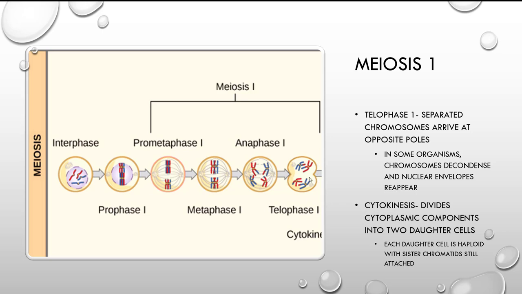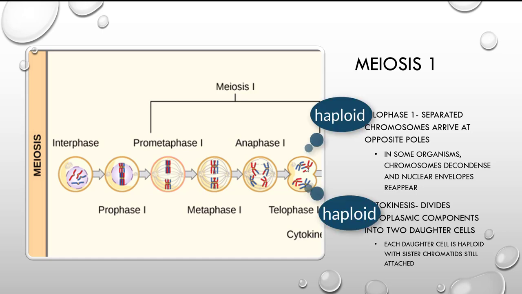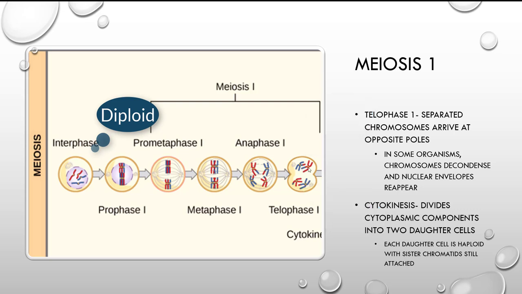Now at the end of meiosis part 1, we have 2 daughter cells, each with 1 set of chromosomes. Okay, so at this point they're haploid. They started out diploid, they ended up haploid. But we have the sister chromatids still attached. All right, so now we are done with meiosis part 1. We've taken our diploid cell and we've made 2 haploid cells from it. But we still have the sister chromatids attached, so that's why we need to undergo meiosis part 2.